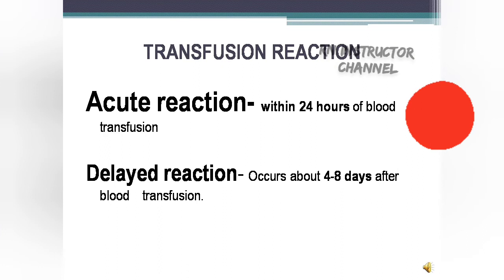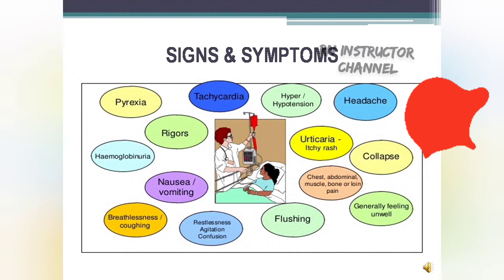There are two types of reaction, acute reaction or delayed reaction. The acute reaction may occur from the minute the blood transfusion starts until 24 hours. Delayed reactions commonly occur about 4 to 8 days after the blood transfusion, but may develop later, with serious health problems for the patient. It is very essential to monitor and observe the patient during a blood or blood component transfusion. It's a part of safe transfusion practice.